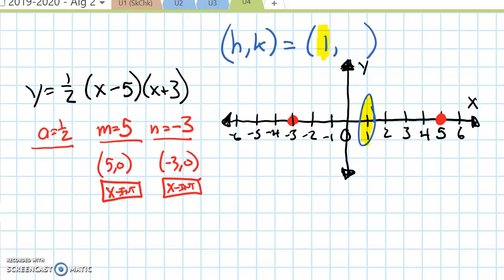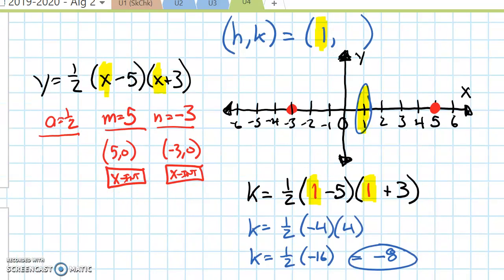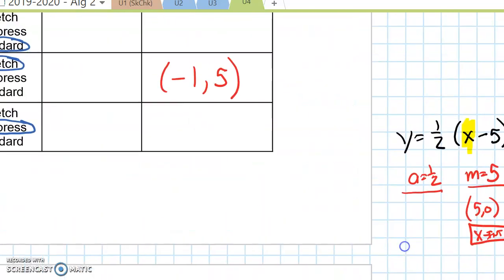To figure out our k, we are going to simply substitute this h value into our original equation wherever we see an x. That gives us 1/2 times (1 minus 5) times (1 plus 3) instead of 1/2 (x minus 5)(x plus 3). Simplifying this down gives us 1/2 times negative 4 times 4, or 1/2 of negative 16, which is negative 8. So we now know the vertex is at 1, negative 8.